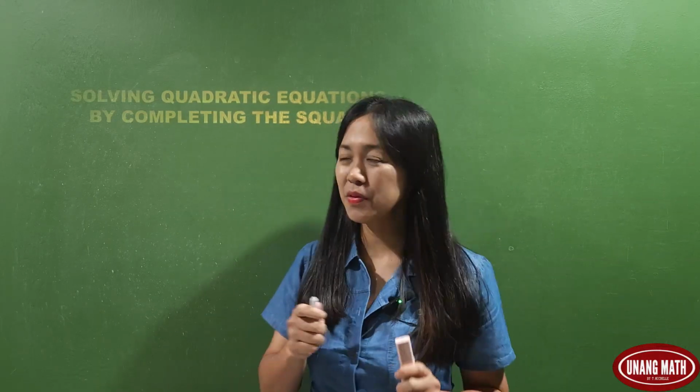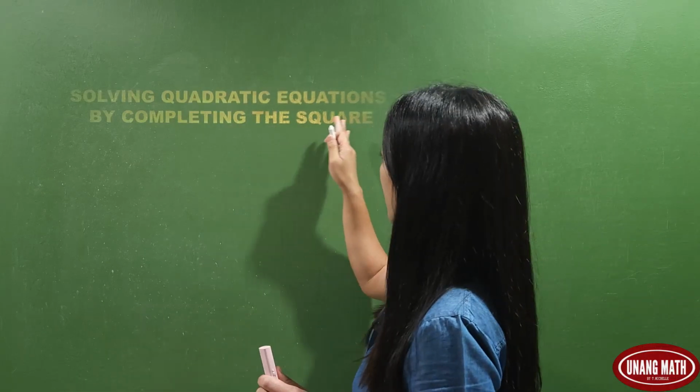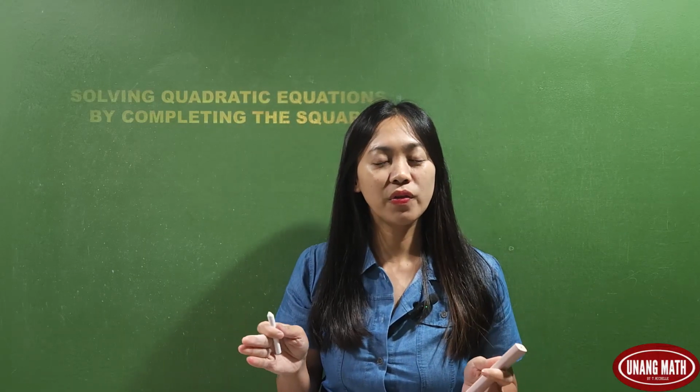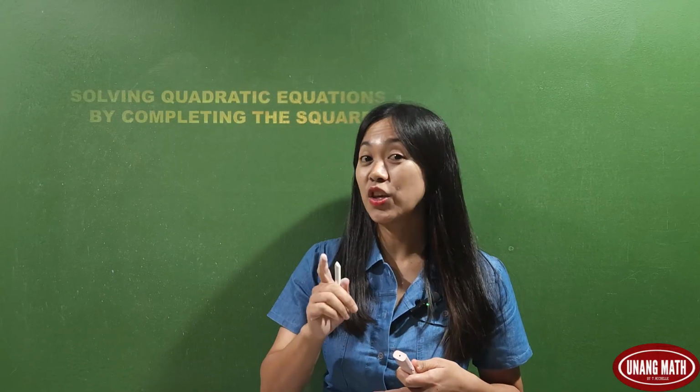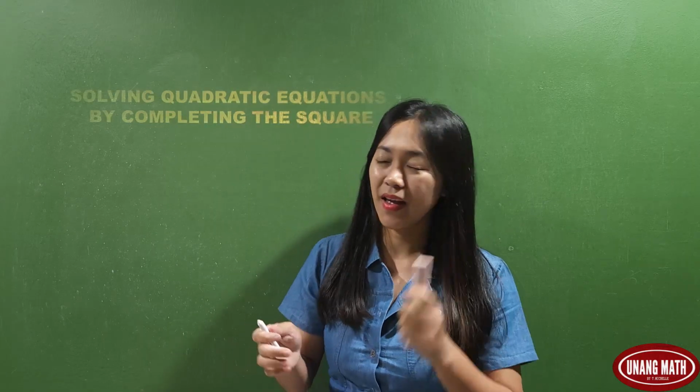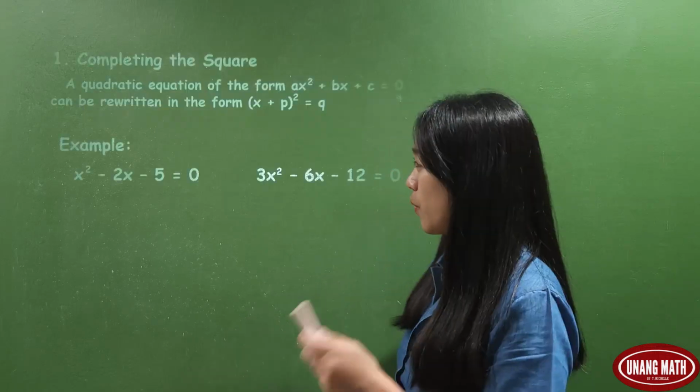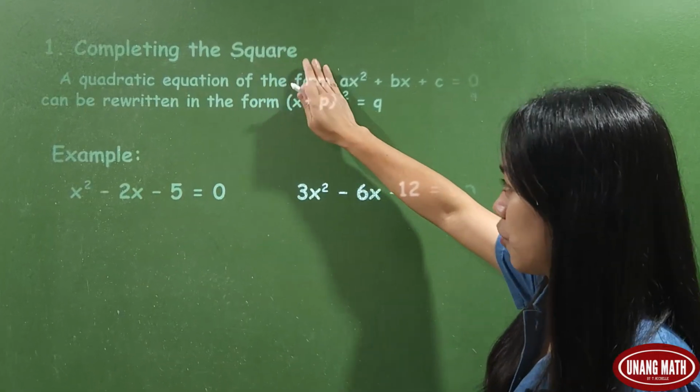In this episode, the lesson is solving quadratic equations by completing the square. In the previous episode, we solved quadratic equations using perfect square. This time, by completing the square. Okay, what does it mean when we say completing the square?